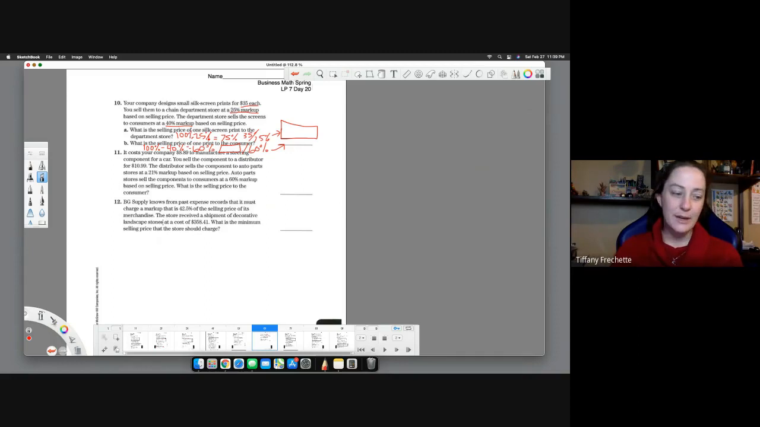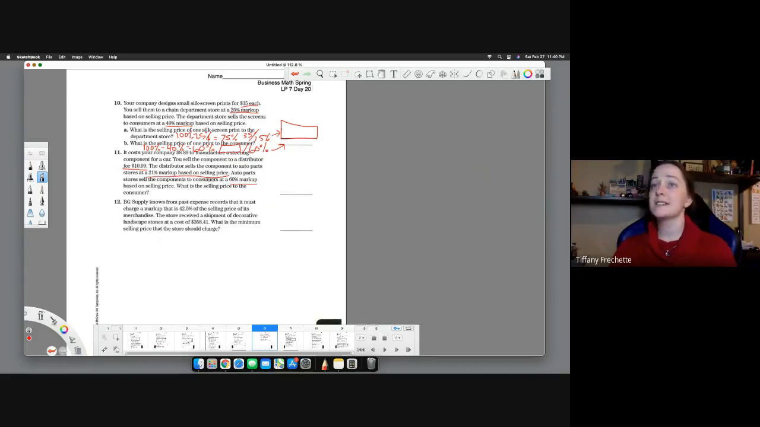Exact same idea as that on number 11. So it costs your company $8.89 to manufacture a steering component for a car. You sell the component to a distributor for $10.99. The distributor sells the component to the auto parts store for 21% markup. So the auto parts store sells the components to a consumer at a 60% markup.